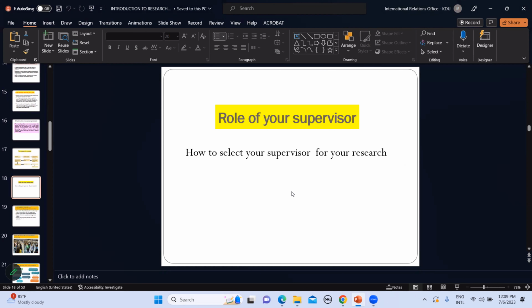Okay, how to select your supervisor for your research. For example, in your final year design or research project, when we display the topics on the notice board and the group, don't go everybody to one supervisor, because he cannot give you the research problem.